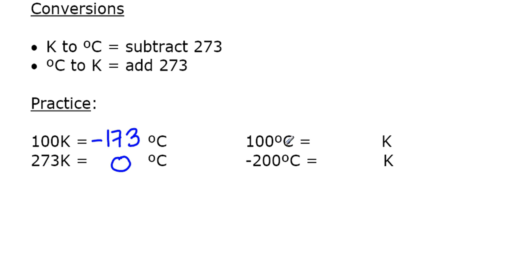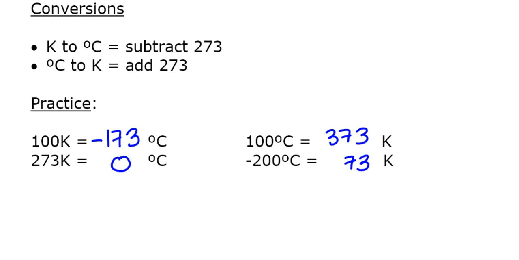What if we want to go the other way? Well, we need to add. So 100 plus 273 is 373. What if we have negative? Still works the same way. We add 273. So this would be 73. So you need to know how to convert from Kelvin to Celsius or Celsius to Kelvin, because whenever we deal with problem solving with gases, we have to use the Kelvin scale. Not in degrees Celsius, has to be in Kelvin. So that's something that you'll need to use going forward.